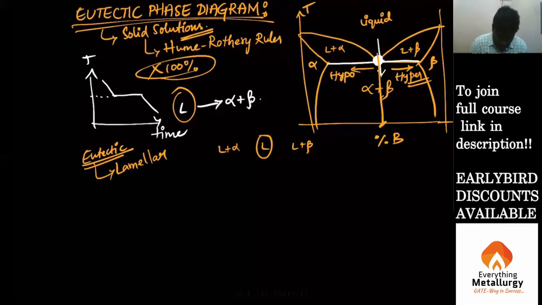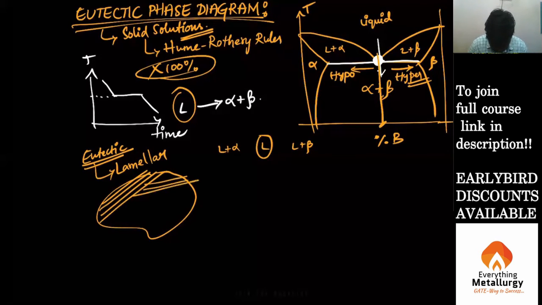So what is a lamellar structure? This is my grain, and alternate layers of alpha and beta can be found, something like this. These are the three grains if you can see. And alternately, if my blue is beta, this is beta, alpha, okay. This is something you must know easily.